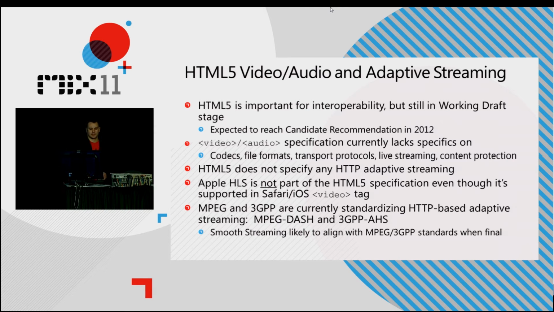But it's not a dire situation because MPEG and 3GPP are currently working on standardizing HTTP-based adaptive streaming. These are two related standardization efforts. They're pretty much identical. They're just happening in two different standards bodies. So MPEG-DASH and 3GPP AHS are standardization efforts to standardize HTTP-based adaptive streaming.